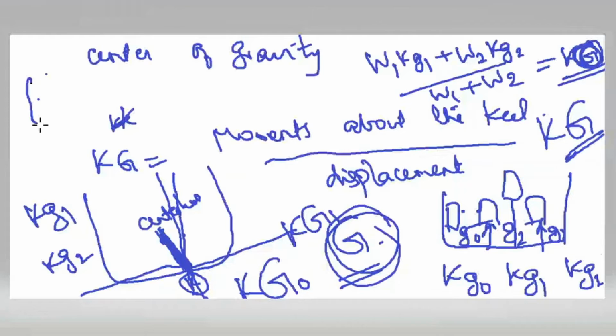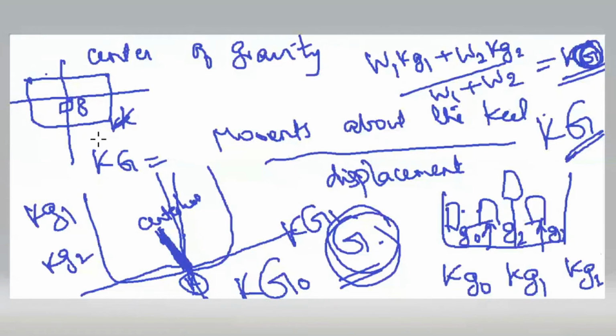What they are saying is that there is a ship, and it has a KG of 8 meters. This is the KG of the ship, 8 meters. This distance is 8 meters. Then they are saying two weights are added, at a distance of 0.59 from the ground and at a distance of 11.45 from the ground. At these two points, two weights are added.